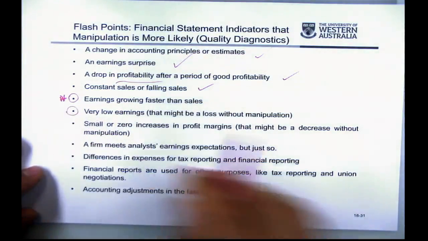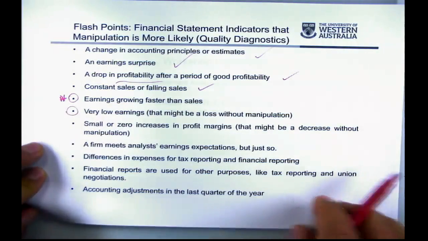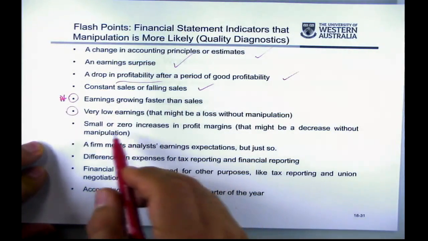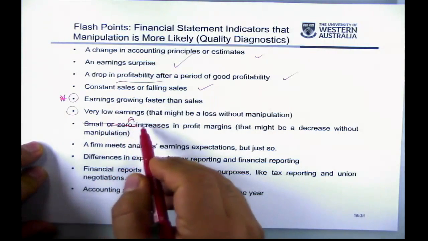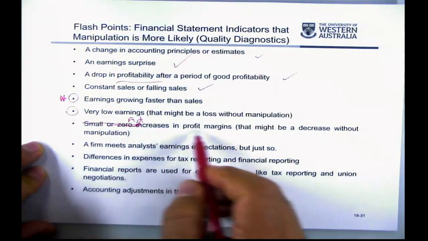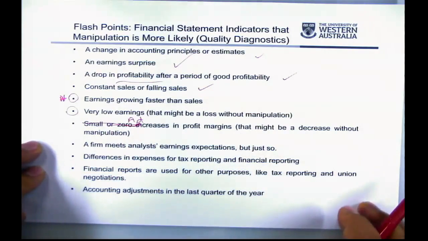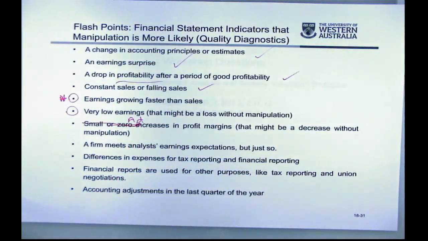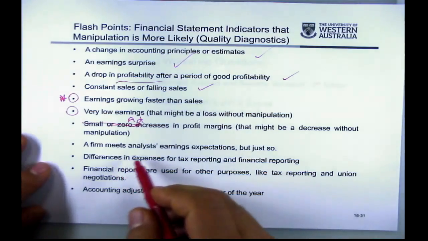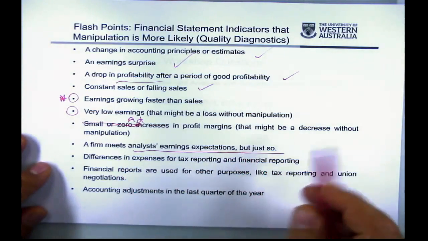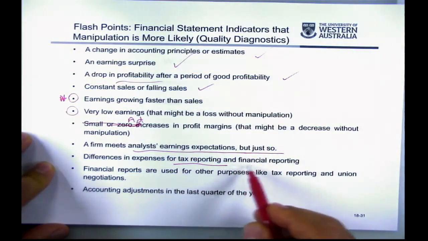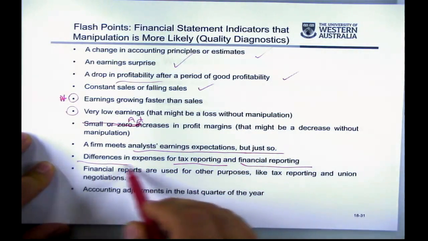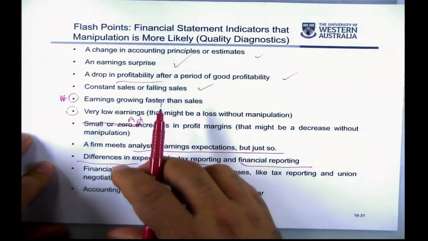Very low earnings, again, could be for genuine reasons. Small or zero, actually this one is a typo. It should be a decrease in profit margins. And also a firm meets analyst earnings expectations, but there are differences in expenses for tax reporting and financial reporting. If the difference is big, then you need to worry.